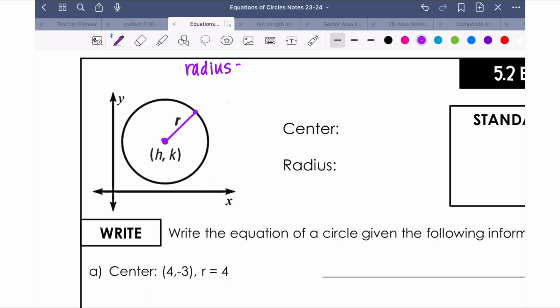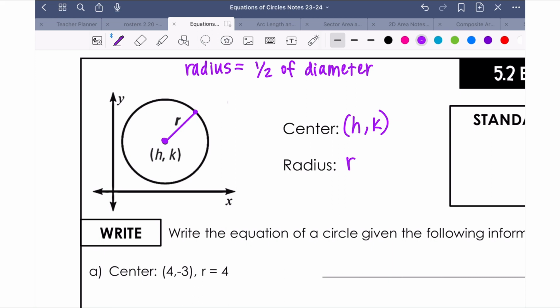Radius is equal to half of the diameter. Okay? That's very important. All right, the next thing that is important for our equation is the center. So the center of the circle, now this is fairly new, is going to be this ordered pair (h, k). And this is important because it's part of our formula, okay? And of course, the radius is just r.